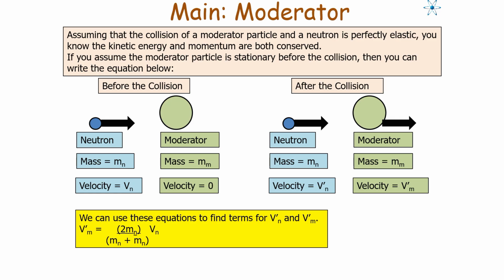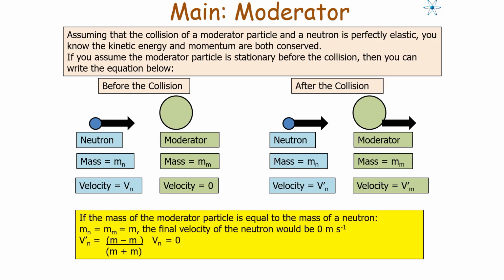Now what's interesting to note is if we look at these two equations and we say that the mass of the moderator particle is equal to the mass of a neutron, well actually our final velocity of the neutron will be 0 meters per second, because the velocity of the neutron after the collision is (m minus m) over (m plus m) times the velocity before, which when we work it all through, m minus m equals 0, so it all cancels, and our final velocity of our neutron would equal 0.